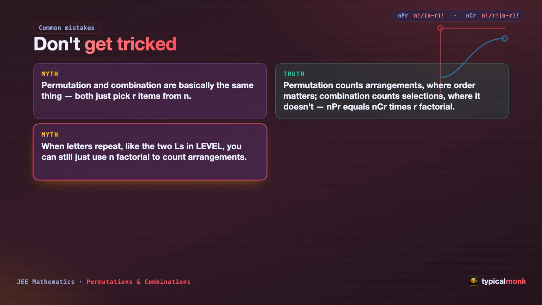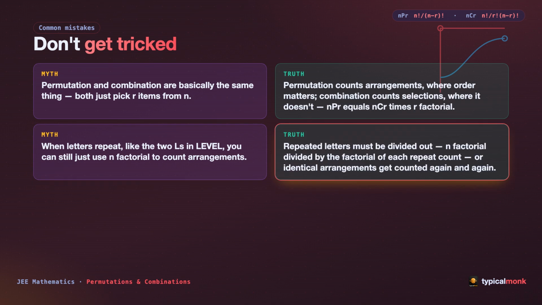Myth 2. When letters repeat, like the two L's in level, you can still just use n factorial to count the arrangements. The truth: repeated letters must be divided out, or identical-looking arrangements get counted again and again. Divide n factorial by the factorial of each repeated letter's count, and only then do you have the true answer.